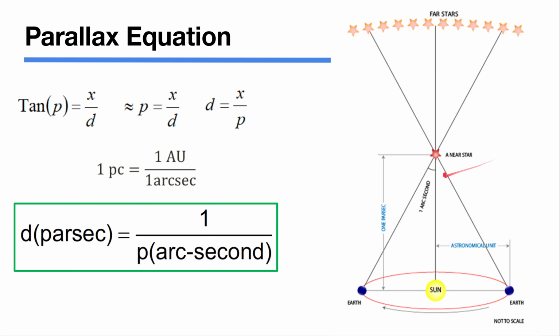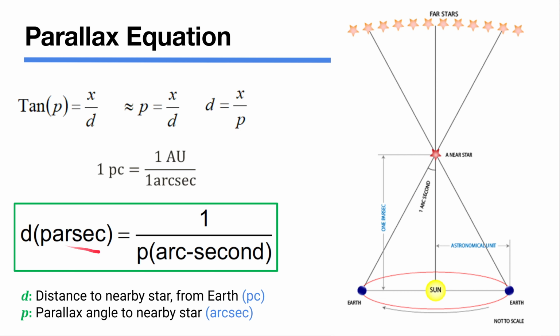So it's one of these weird data booklet equations where they put the units in here in parentheses, which is super weird. But this is just distance equals 1 over p, d equals 1 over p. The d is a thing that works in parsecs in this equation. The p is a thing that works in arc seconds.